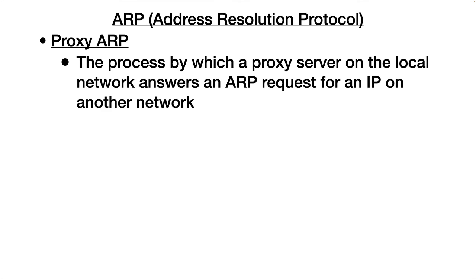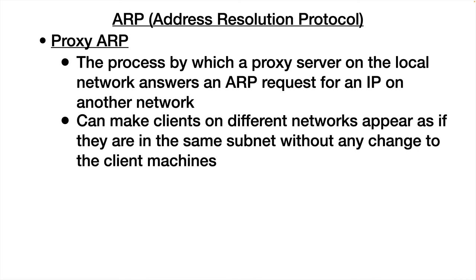Another thing that sometimes you need to know about is proxy ARP. Basically, this is where you have a proxy server on the local network that is going to answer ARP requests that are for IPs that are on other networks. This can make clients on different networks appear as if they're on the same subnet as you without having to go through and change a subnet mask or re-IPing machines or that type of thing. So if you have a very large enterprise, sometimes this is a very helpful thing to do. So that's the discussion on ARP.